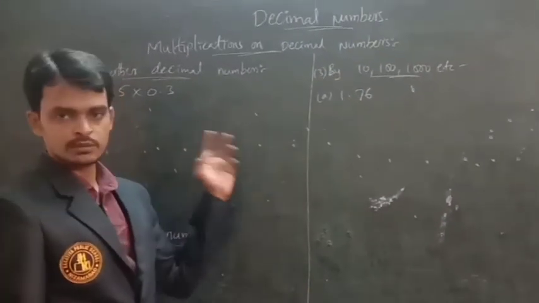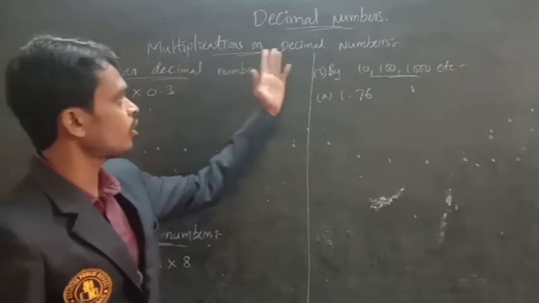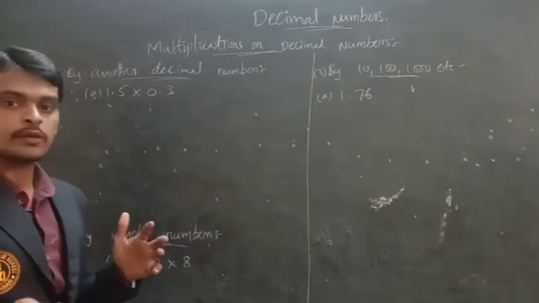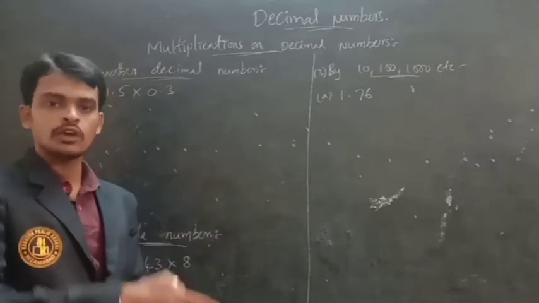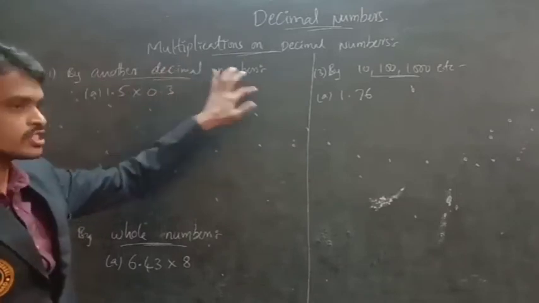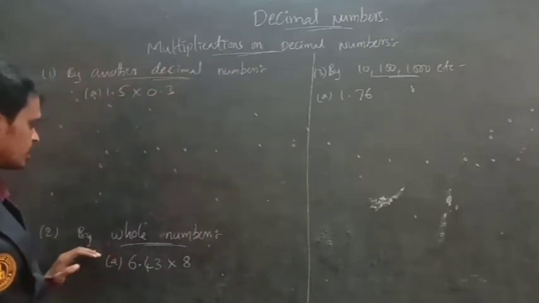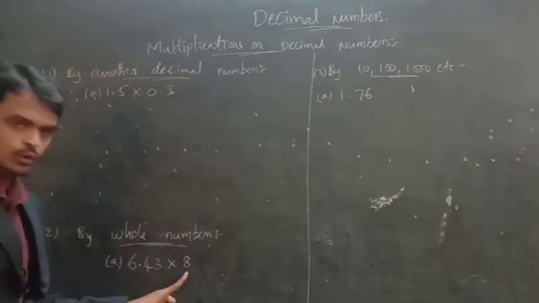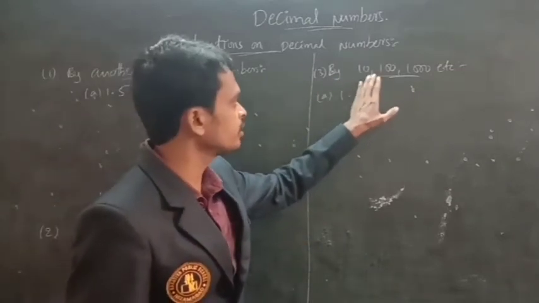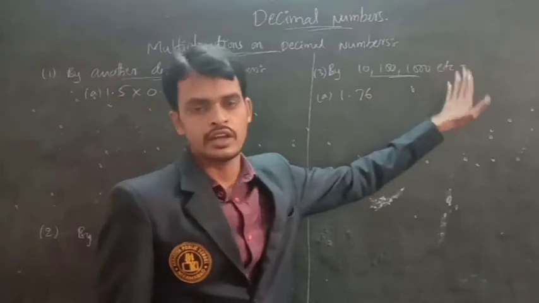In this way we add and subtract decimal numbers. Now let us discuss multiplication on decimal numbers. Here we will multiply decimal numbers in 3 ways: we will multiply a decimal number by another decimal number, we will multiply a decimal number by a whole number, and we will multiply a decimal number by 10, 100, 1000, etc.